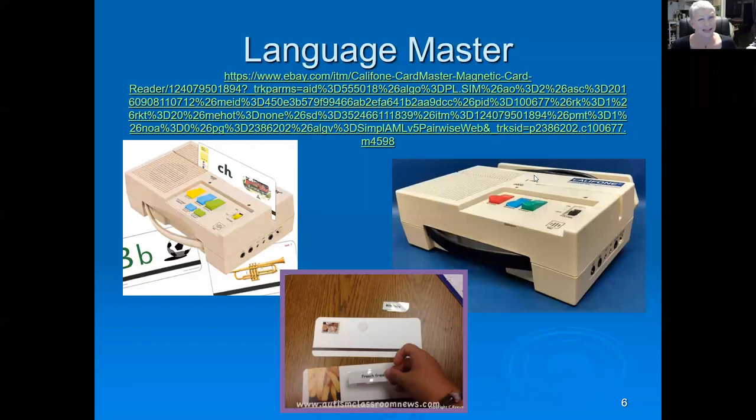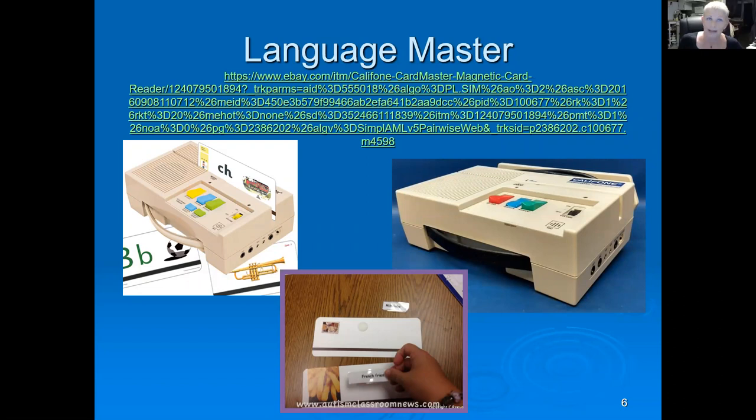What are we doing? Cards that have a magnetic strip on the bottom. You see the picture of that, the card with a magnetic strip on it. You take that. It all has a visual image. A wonderful communication device. Why is she showing us all these? Because remember, the more the child can communicate with you, the less behaviors you're going to have. All right, so we talked about that.